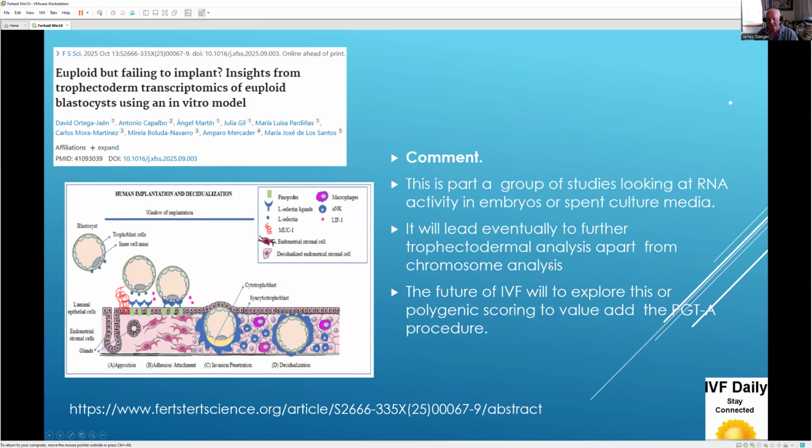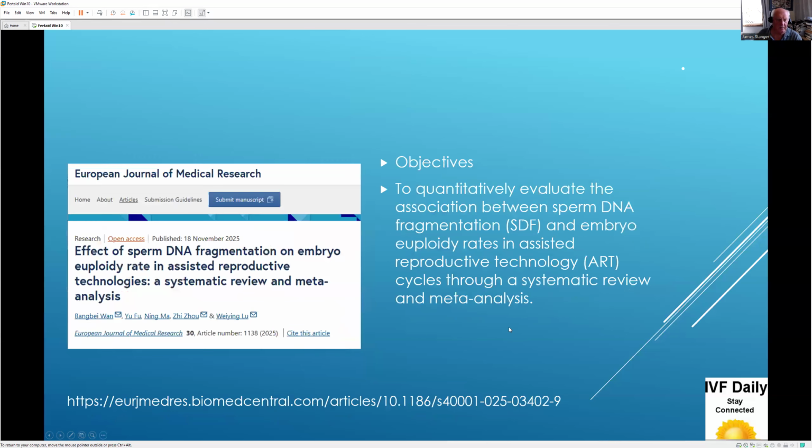And I just want to make a comment that this is part of a group of studies now looking at RNA activity in embryos or spent culture media, and one can see it eventually leading to further trophectodermal analysis after PGT-A, apart from chromosome analysis. And there's no doubt in the future it will explore this or polygenic scoring to value add to the PGT-A process. This is probably 1 or 2 years away.